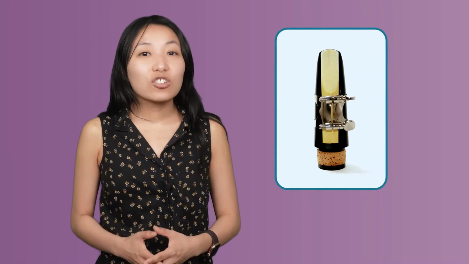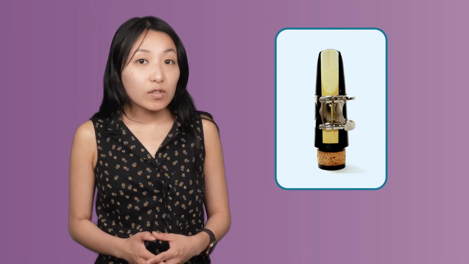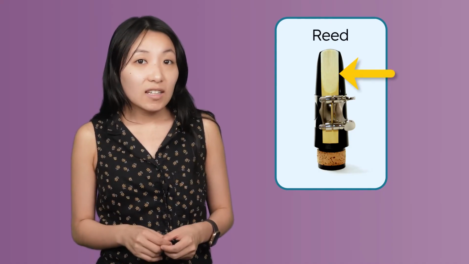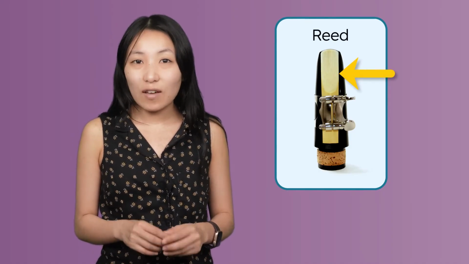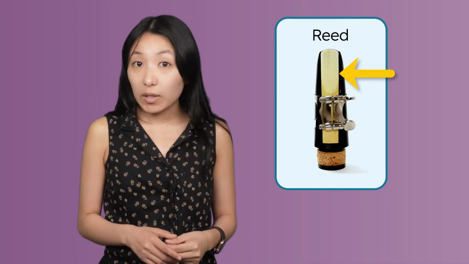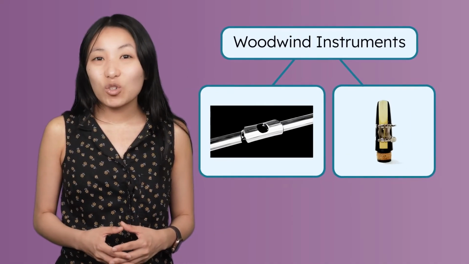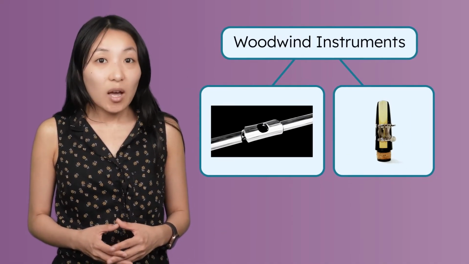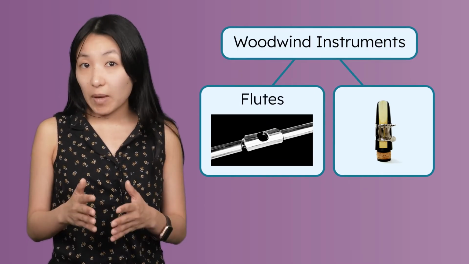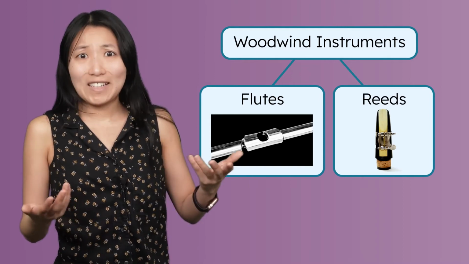The clarinet player shapes her embouchure differently than the flute player because the mouthpiece for a clarinet has a special attachment called a reed. It's a thin piece of wood that vibrates when the player blows air over it. Without the reed, the clarinet won't make any sound. All woodwind instruments are divided into categories based on the mouthpiece they have. All of the flutes have a solid mouthpiece. All of the reeds have, well, a reed.